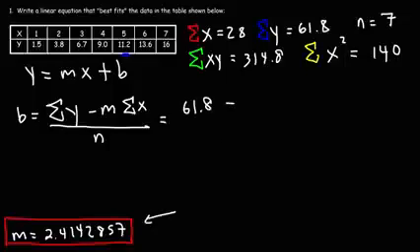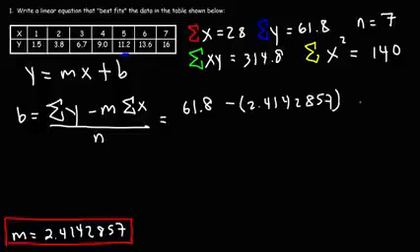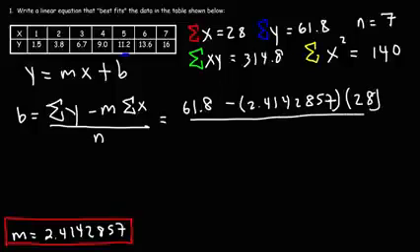Our m value, we're going to use the most accurate number that we have to get an accurate b value. So this is 2.4142857. If we round it too early, it will affect our b value. So that's why I don't want to round it too early. The sum of the x values is 28 divided by n, which is 7. So if you plug this in, you should get approximately negative 5.8 on the numerator, divided by 7.